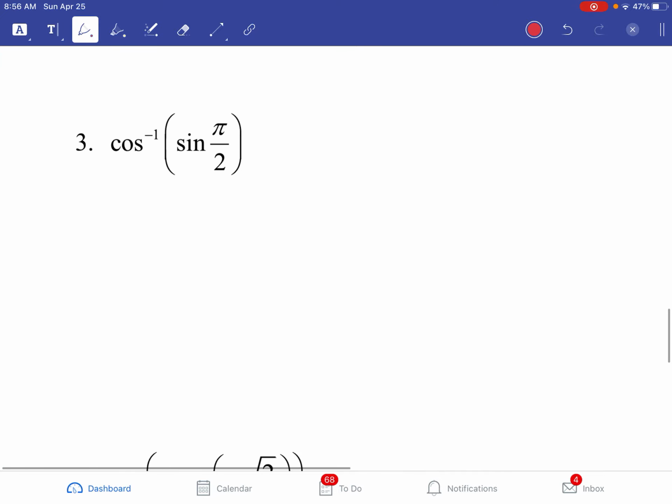Number 3. Sine of pi over 2. So we're looking at pi over 2. What's the sine value at pi over 2? It's the y term, which is 1. We do the inverse cosine of 1. So where is cosine going to be 1? Where is the x term going to be 1 on our unit circle? All right, looking at the unit circle, that's where it's going to be 0 pi. So we just put 0.